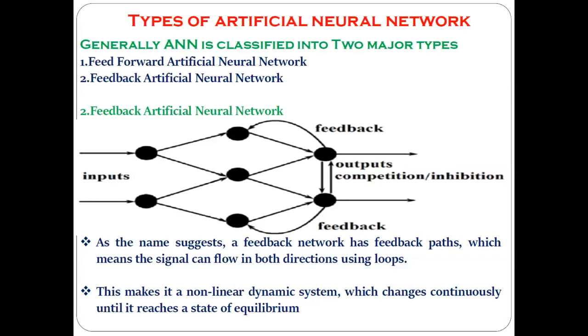Now, the feed-forward ANN is again divided into two types. Which are the two types of the feed-forward ANN? Single layer and multi-layer. The single-layered feed-forward ANN and the multi-layer feed-forward ANN, which we completed last time. Based on how these processing units, the artificial neurons or the nodes, are connected together, which is called the network topology, this type of ANN is classified.